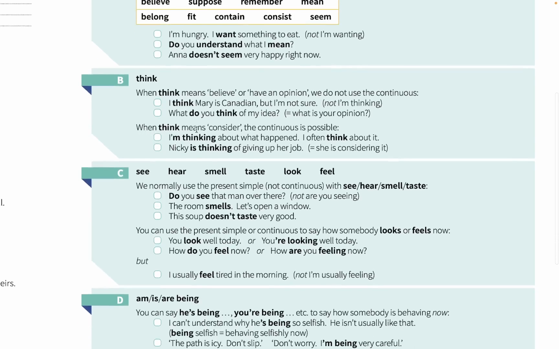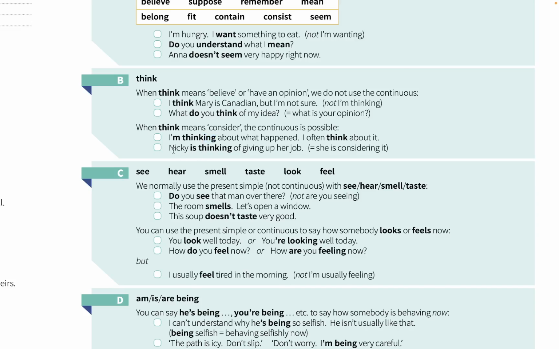When think means consider, the continuous is possible. I'm thinking about what happened. I often think about it. So at the moment, you are thinking, an action. You are considering something, so you can use the ing word.